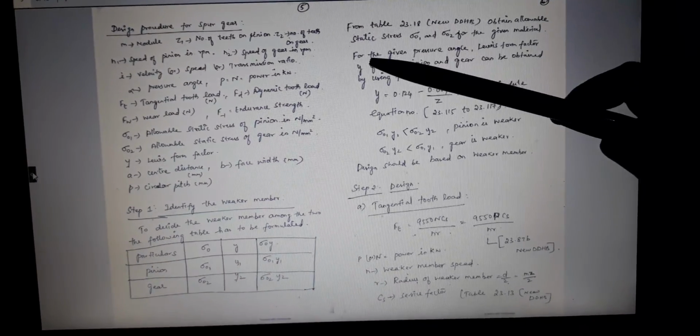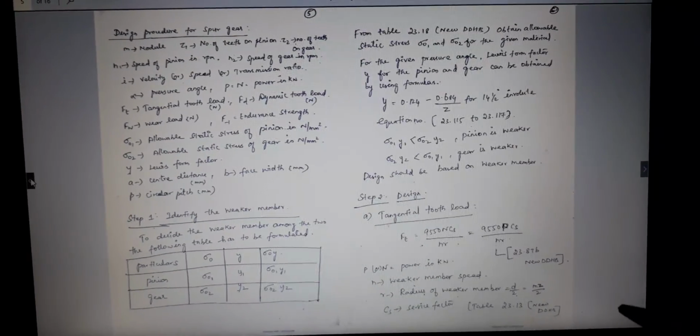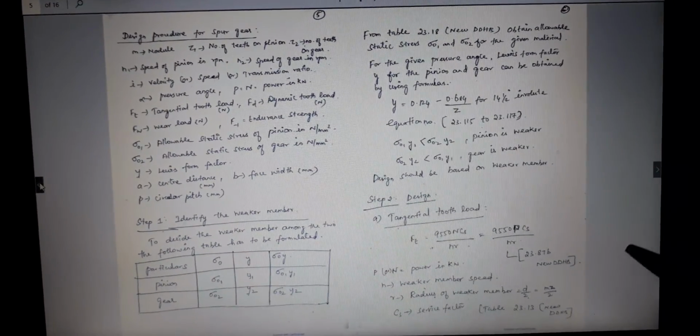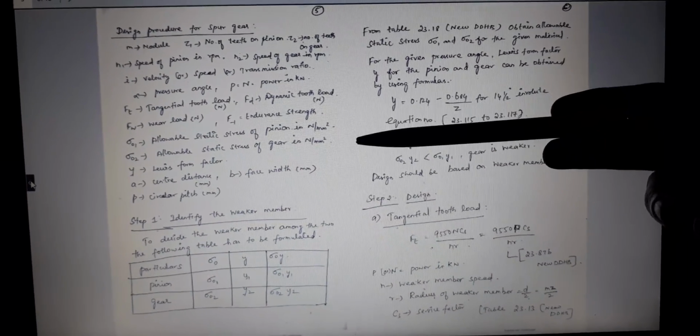In this video, I am going to explain the design procedure for spur gear. So already we know the terminology used in gear. What is meant by module?